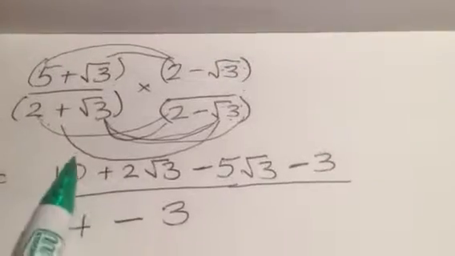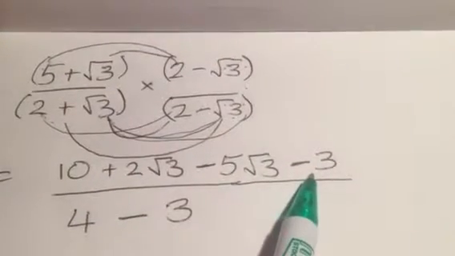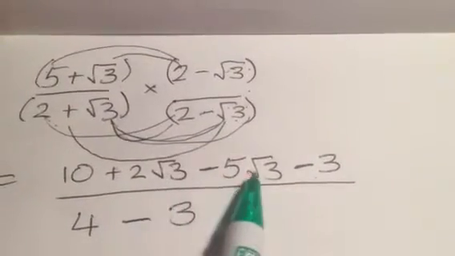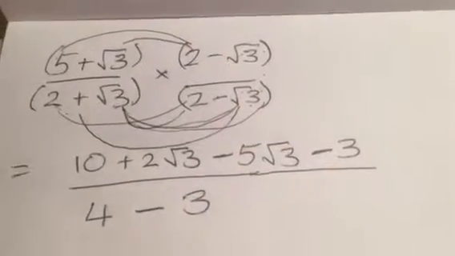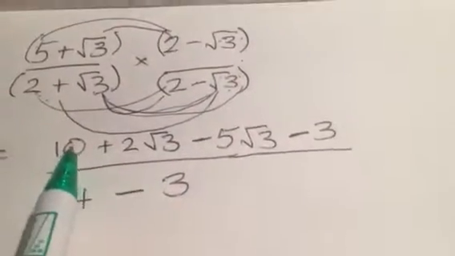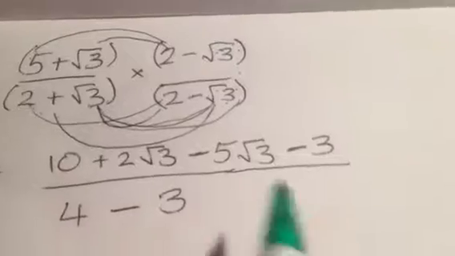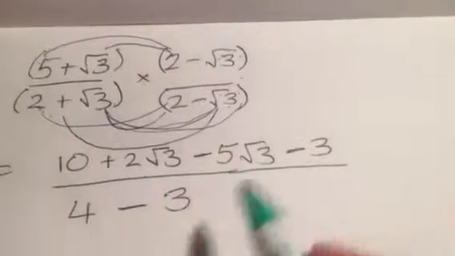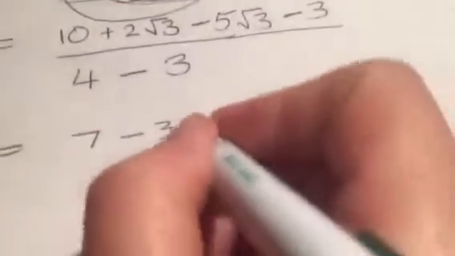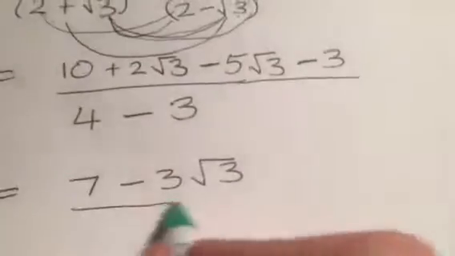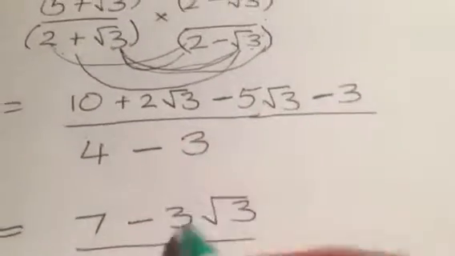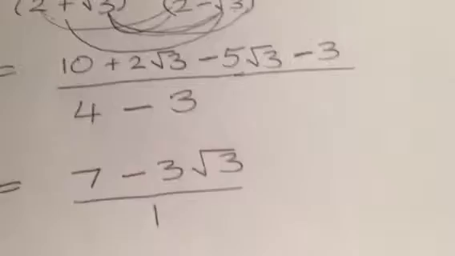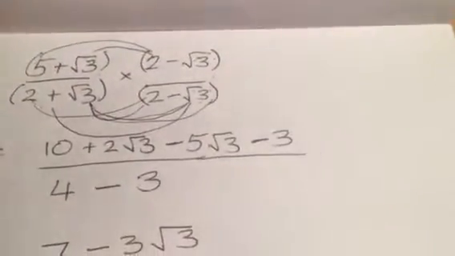So you should get 2 normal numbers and 2 square roots. I then need to tidy it up, so I've got 10 minus 3, which is 7. 2 root 3 minus 5 root 3 is minus 3 root 3, and that's over 4 minus 3, which is 1. So the answer is 7 minus 3 root 3. That's a very standard method.